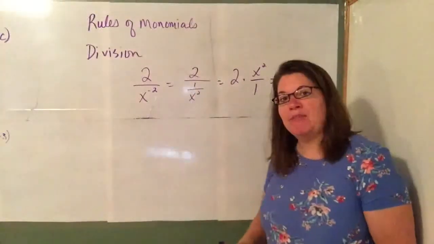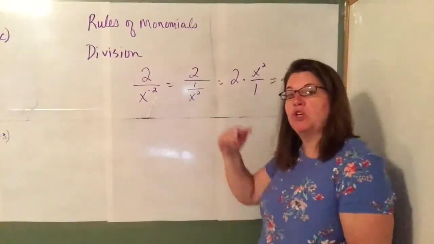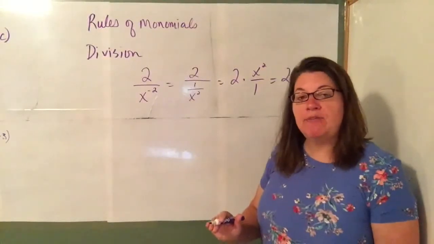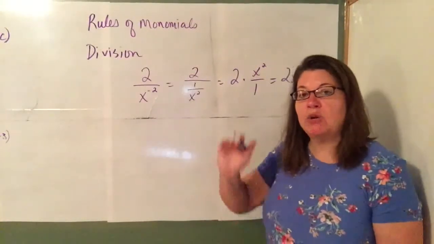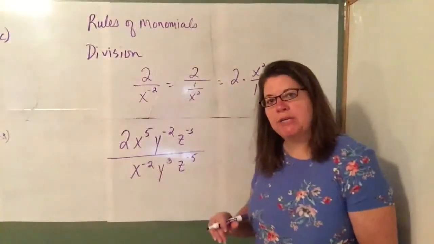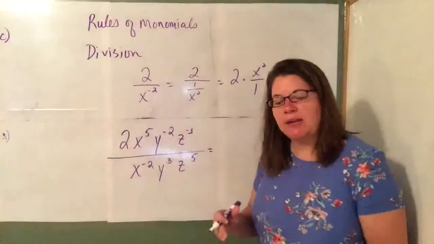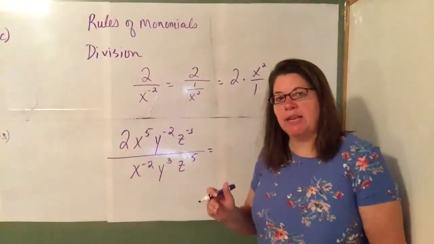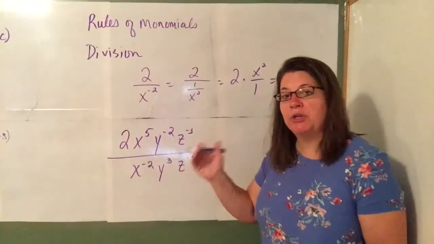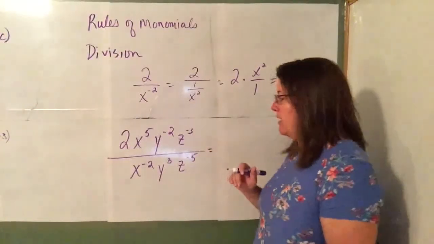If we have a negative exponent, we're going to change it to a positive and put it in the opposite position. If it's on the numerator, it's going to go to the denominator as a positive exponent. If it's on the denominator, it's going to go to the numerator as a positive exponent. So if I have something like this and I want to simplify it, first of all, I'm going to take all of the negative exponents, change them to positives, and put them in the opposite spot. So if it's on the numerator, I will put it on the denominator as a positive. If it's on the denominator, I will put it in the numerator as a positive.